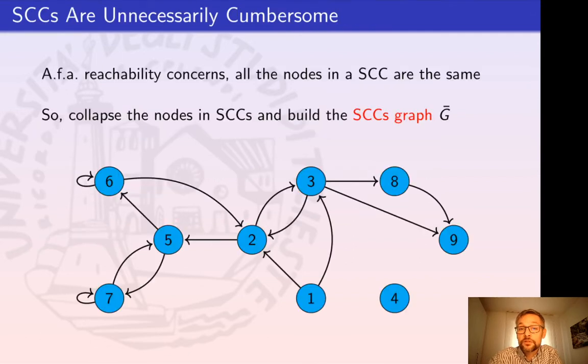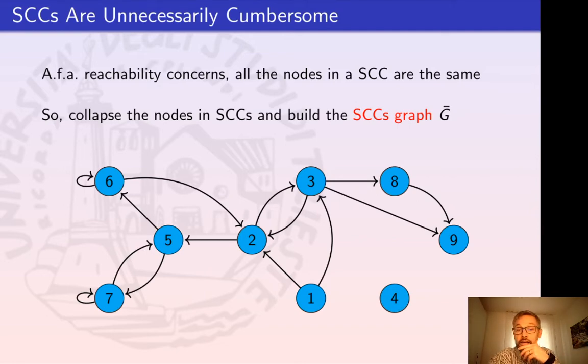Is it possible to fix this problem? Well, first of all, let me observe one simple thing, which is that every pair of nodes in the strongly connected component behaves exactly in the same way. Okay, so from the reachability point of view, all the nodes in the same strongly connected component are the same.